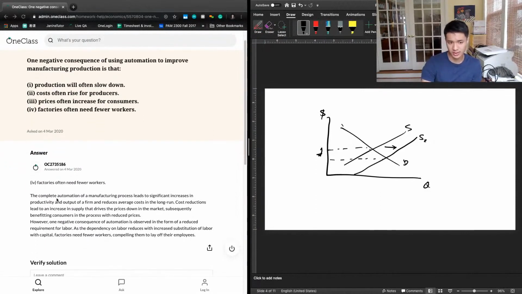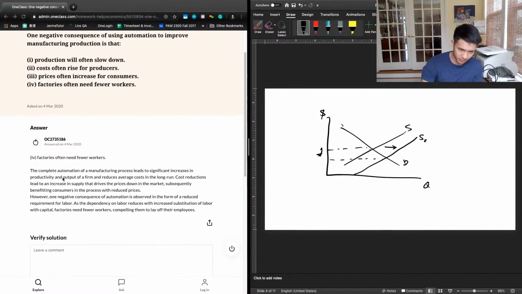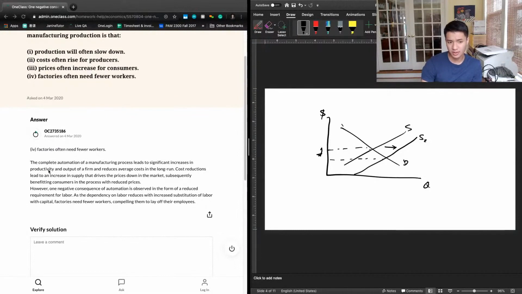Let's take a look at the previous tutor's answer. Factories often need fewer workers. This is correct. And they say that the complete automation of a manufacturing process leads to a significant increase in productivity and output for a firm and reduces average costs in the long run. Cost reductions lead to an increase in supply that drive prices down in the market, subsequently benefiting consumers in the process with reduced prices.